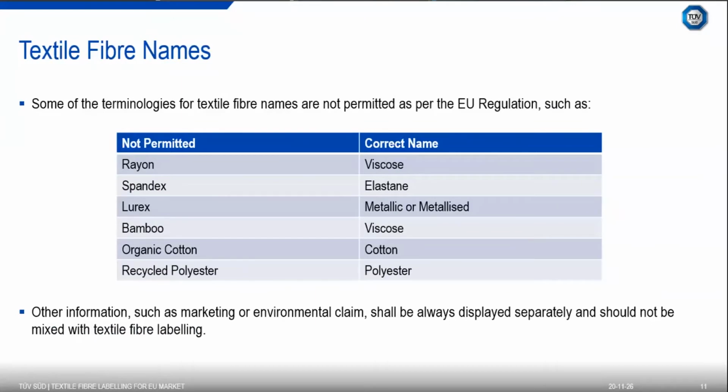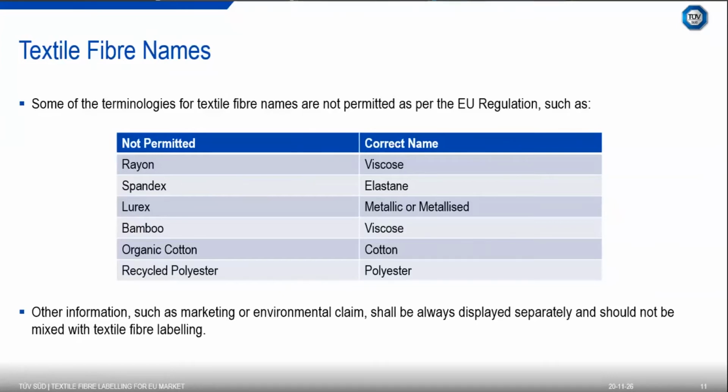Now, organic cotton and recycled polyester, we have noticed, are quite often used in the industry, but these are not the right way to use a fiber name in textile fiber labeling. The name used should be cotton instead of organic cotton for fiber labeling. And in the case of recycled polyester, you have to use polyester for fiber labeling.